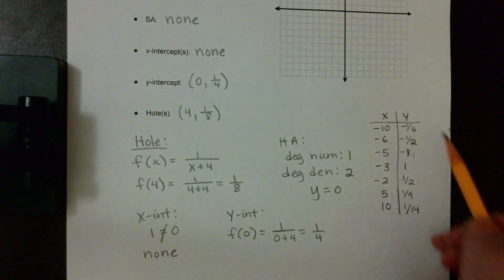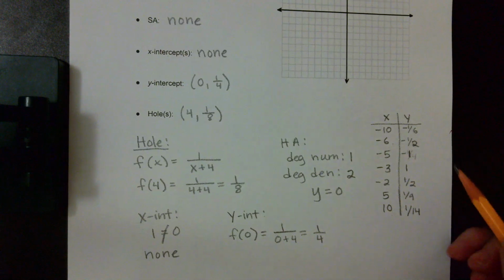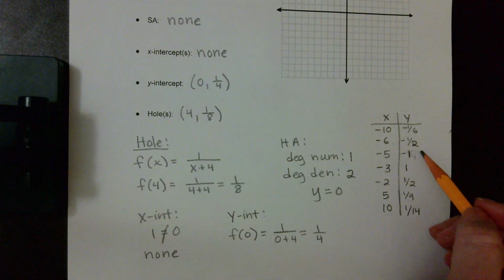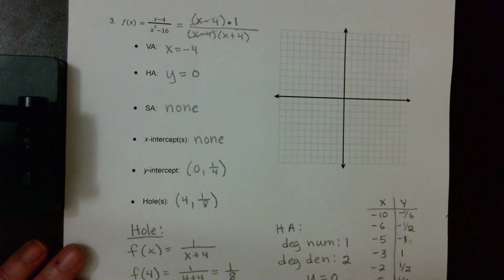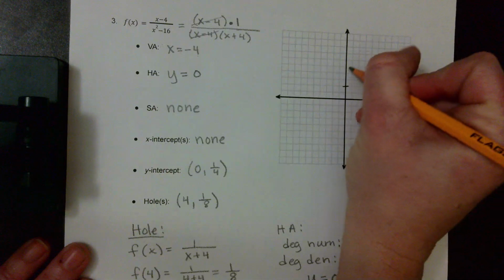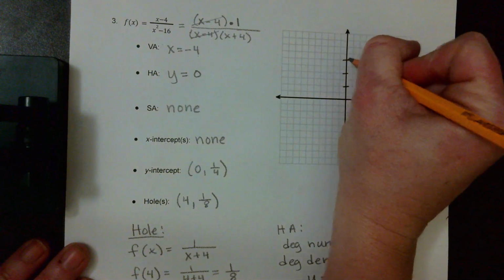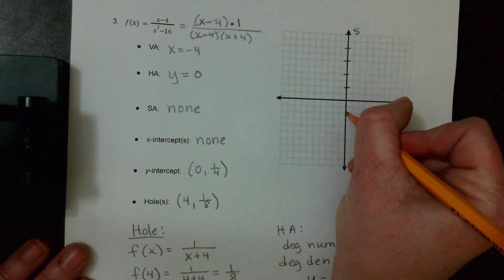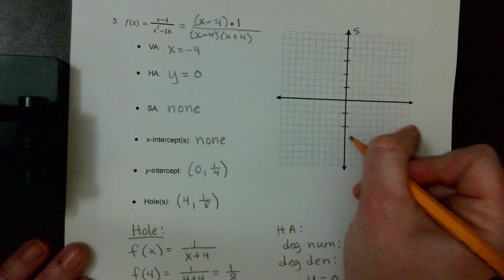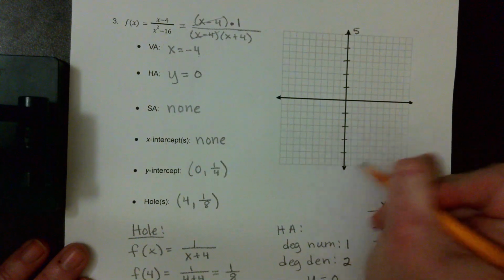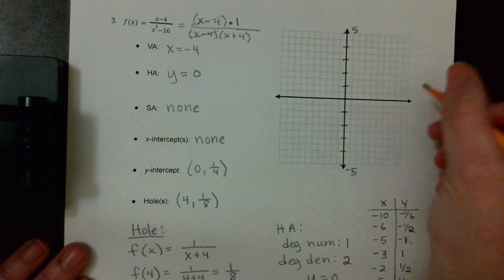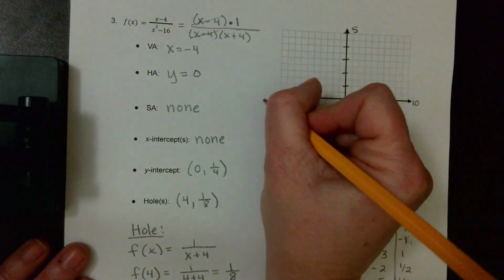So I have my table here. It looks like none of my y values actually get bigger than 1 or less than -1. So I think what I'm going to do is make my scale 5. There are other values that could work. I'm going to make this -5. And then I'm still going to keep this with 10 and -10.